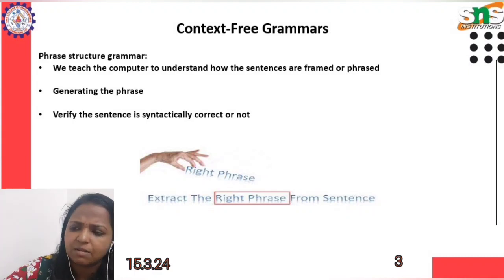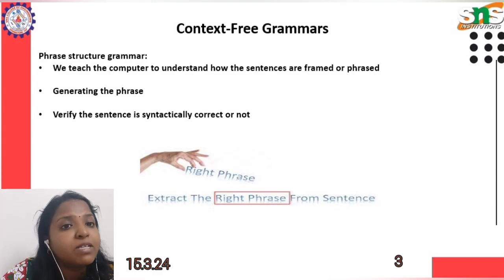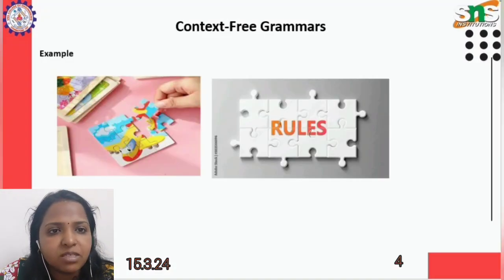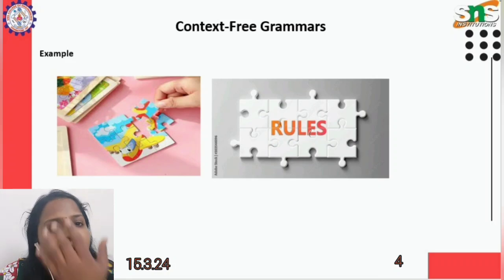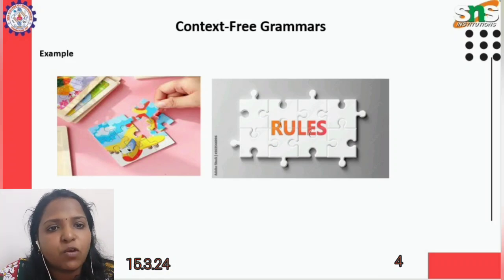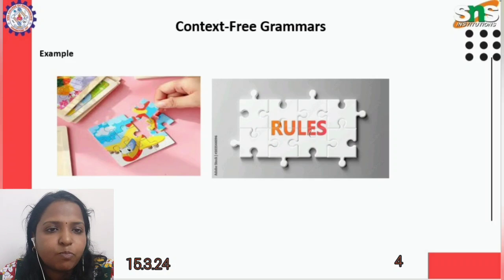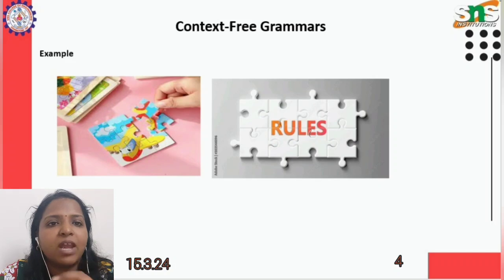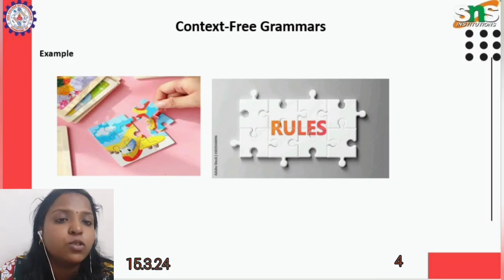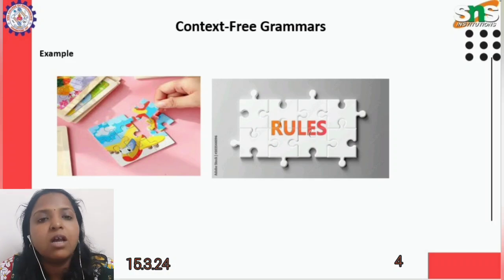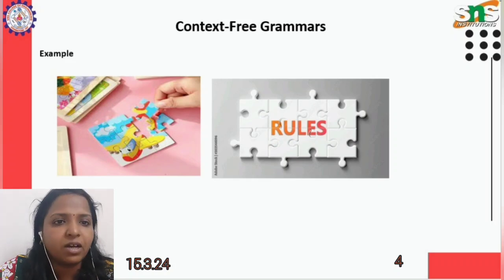Let me tell you in a very simple example what is the actual purpose of CFG. Think that you have a set of puzzles. These puzzle pieces can be compared with a set of words. We have 100 pieces of puzzle, and a set of rules where we have to put these puzzle pieces. Only if we place the puzzle pieces in the right place, we will get the right output.